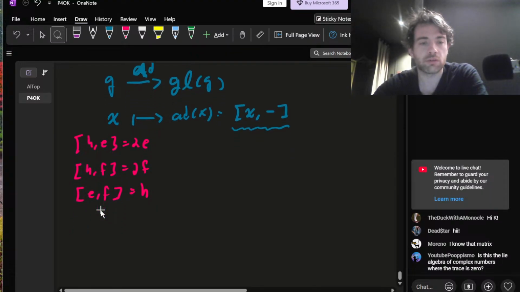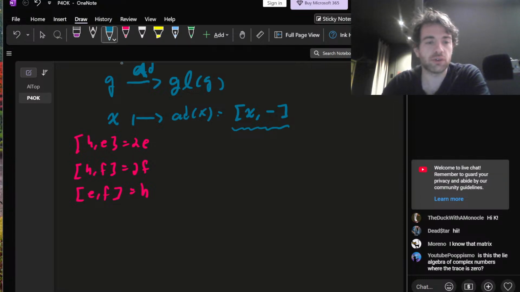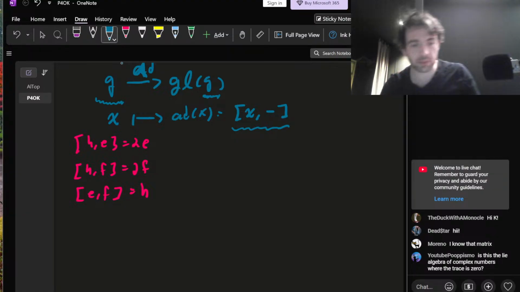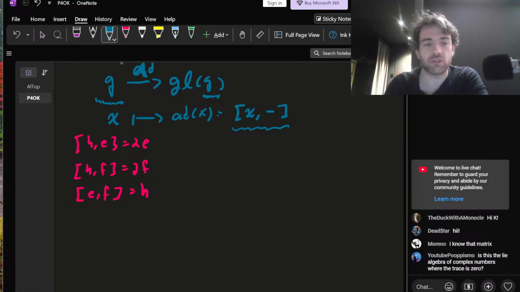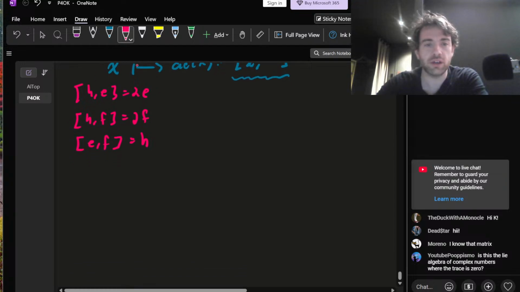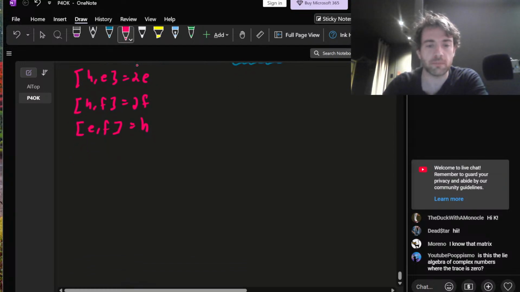But now we know that E, F, H are our basis elements here, so it's enough to determine how these things act. So we then have a three-dimensional representation. Well, let's first again look at the eigenspaces of H under this representation, right?